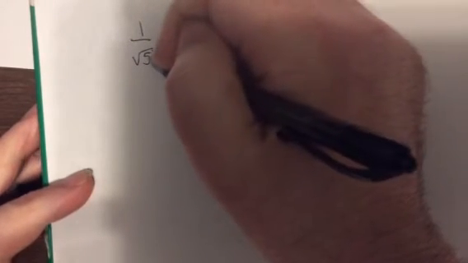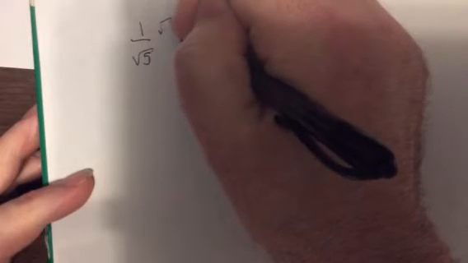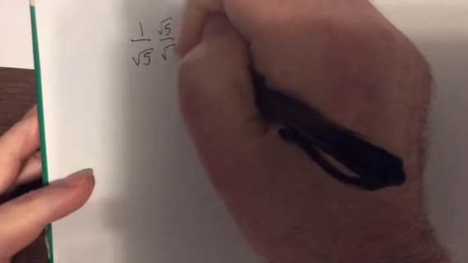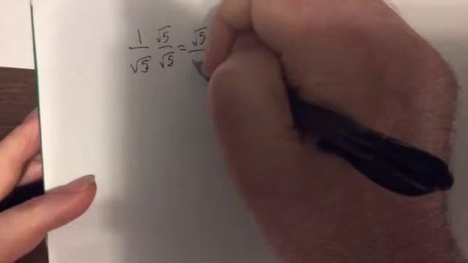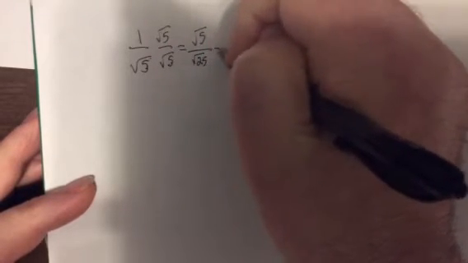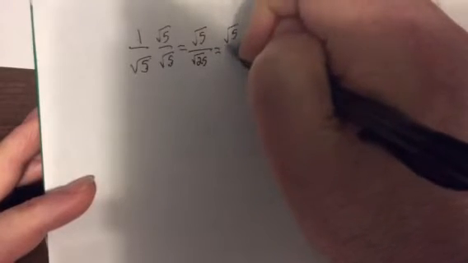So how would I get 2 of these? Well, I'm just going to multiply the top and the bottom by the square root of 5. So I'd have 2 of them, because the square root of 2 of the same thing is that thing. So 1 times square root of 5 is square root of 5. And square root of 5 times square root of 5 is square root of 25, which simplifies to 5.